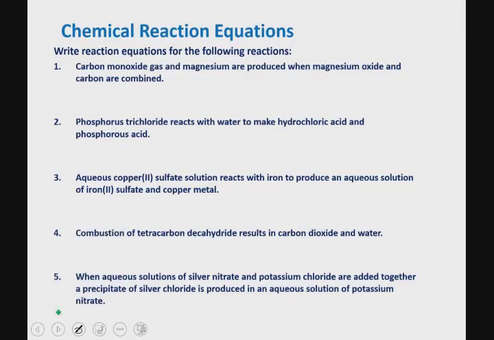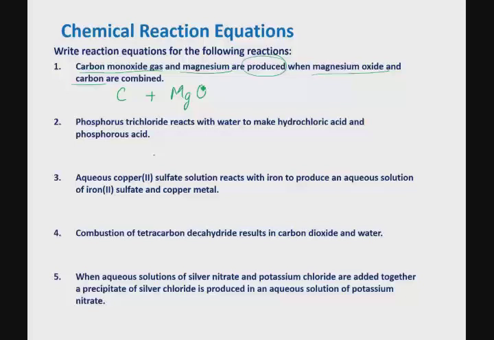Okay, so in the first one, carbon monoxide gas and magnesium are produced when magnesium oxide and carbon are combined. So what are the reactants here? What are the substances that we are starting with? We are starting with carbon and magnesium oxide, MgO. Once again, correct chemical formulas are very, very important.